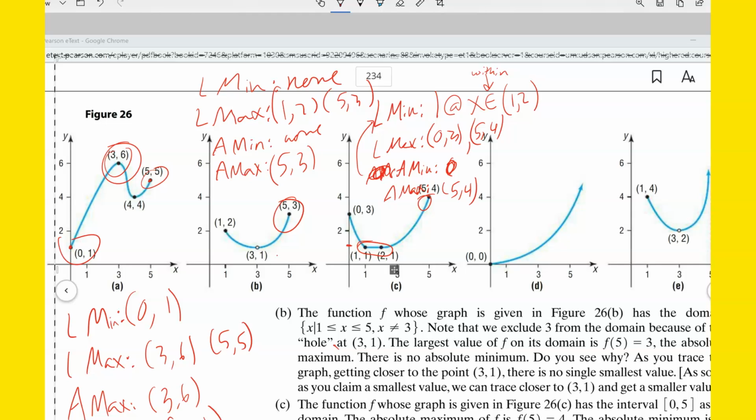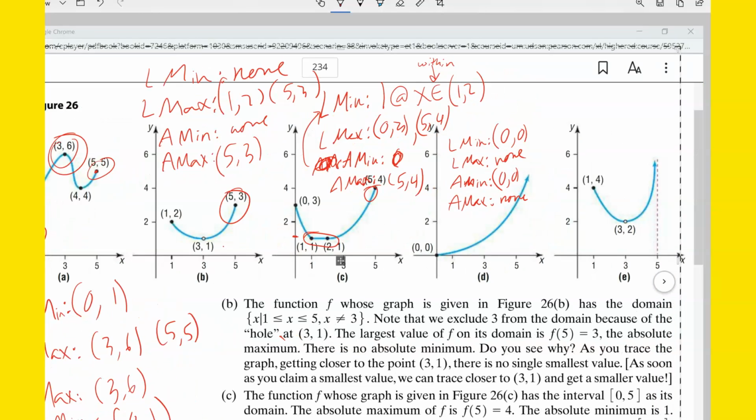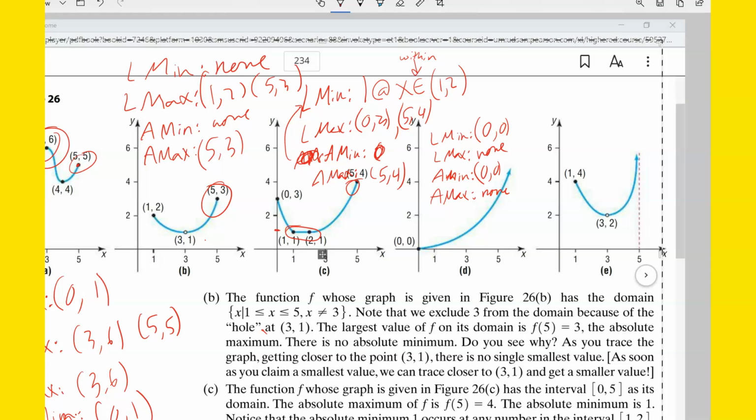All right, part D. We have a local minimum at (0, 0). We have a local maximum. We don't have one actually, because it continues on forever. Absolute minimum is also (0, 0). Absolute maximum is none, also none.